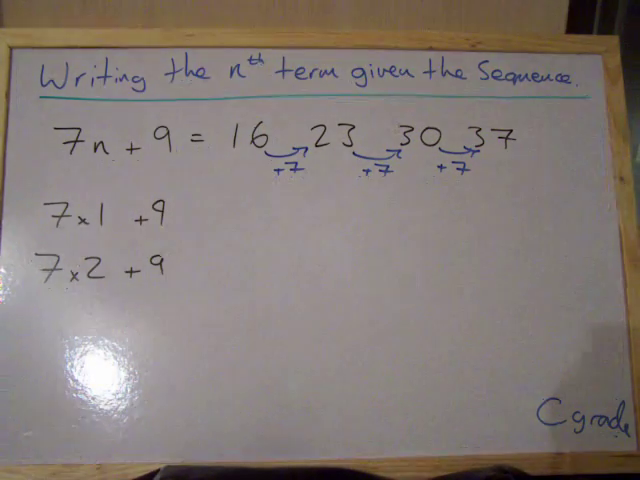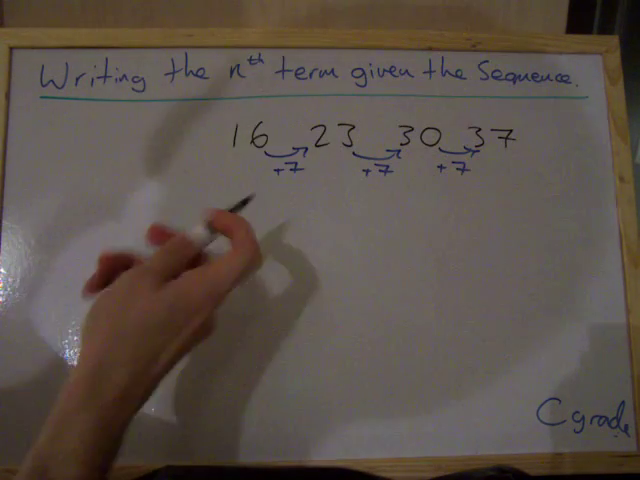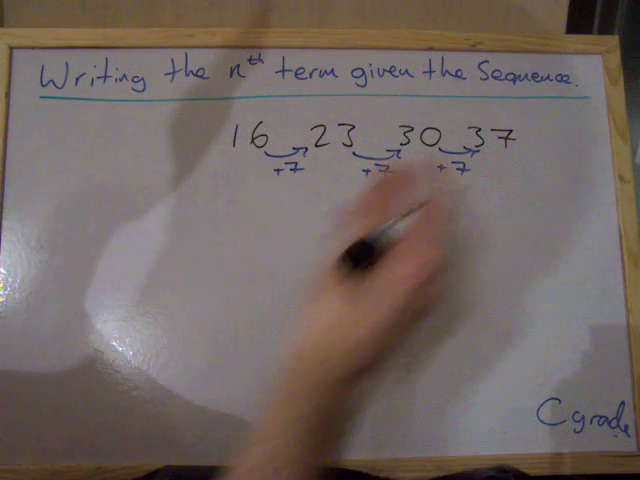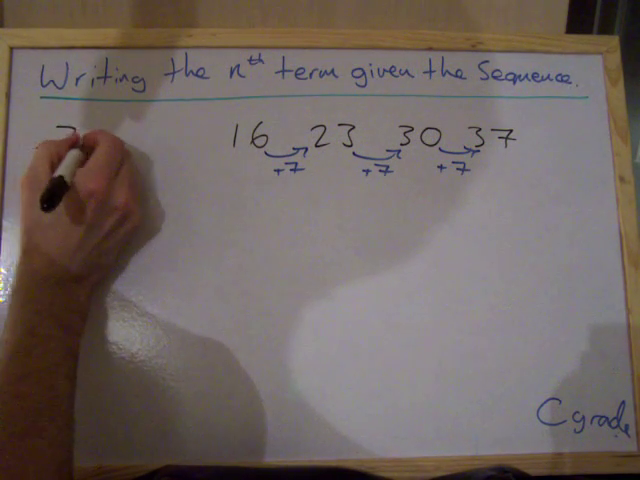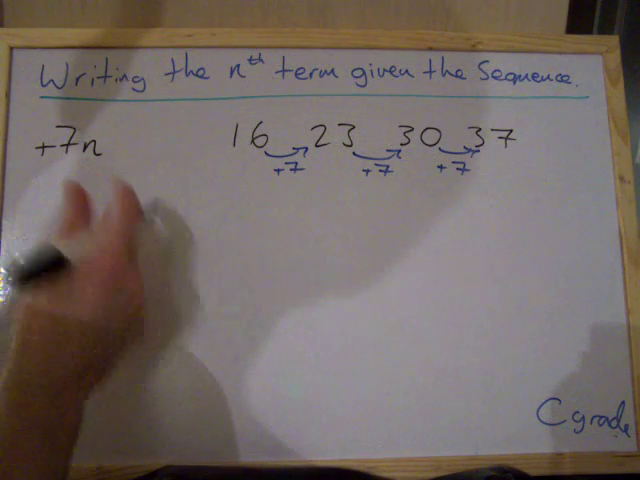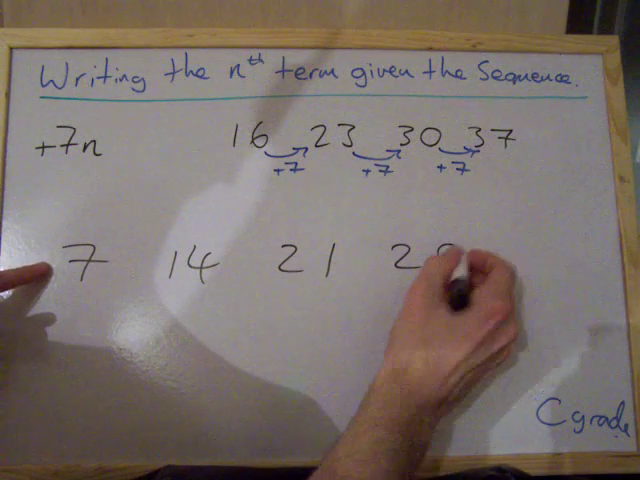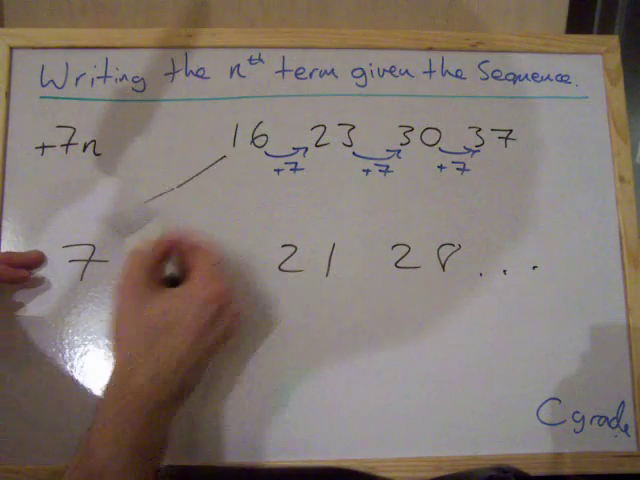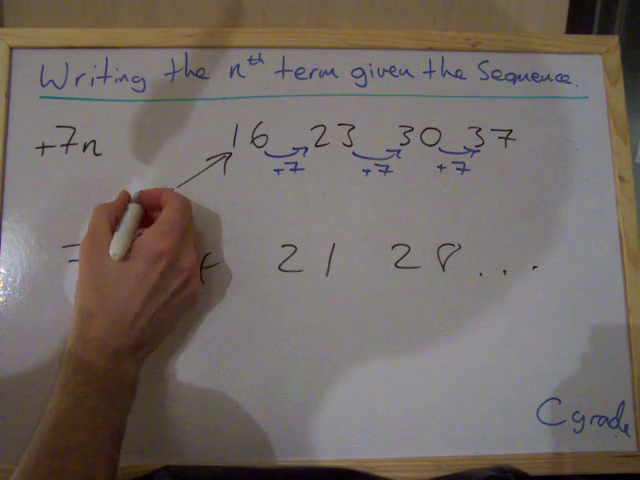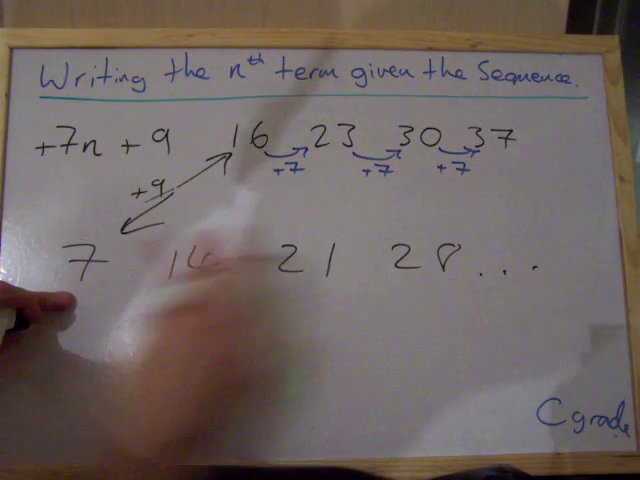So if I'm working backwards from this sequence, I say, right then, every term here has a difference of plus 7. Every time I add 7. So therefore, it's going to be plus 7n. That's the coefficient of my nth term. Then, what is the 7n sequence? It goes 7, 14, 21, 28, so on and so forth. Well, mine doesn't. Mine starts at 16. So what I have to do to get from 7 to 16, I have to add on 9. So my sequence must add on 9. And of course, all of these numbers are going to go up by 9, aren't they?